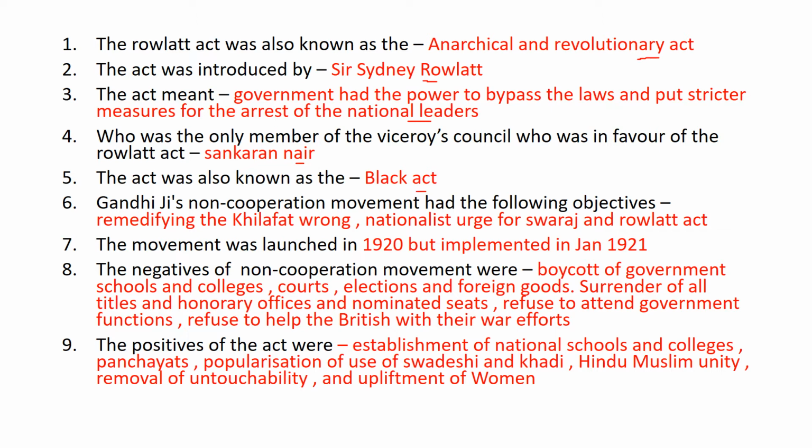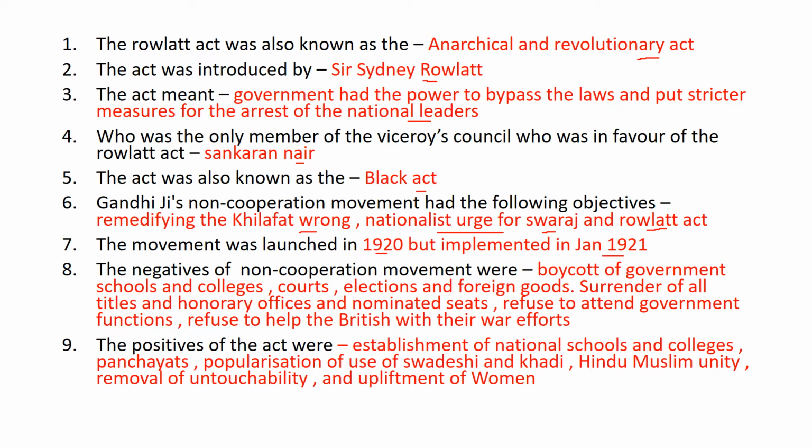Gandhiji's non-cooperation movement had the following objectives. Number 1, remedying the Khilafat wrong. Number 2, nationalist urge for Swaraj. And number 3 was undoing of the Rowlatt Act. The movement was launched in 1920 but implemented in January 1921.